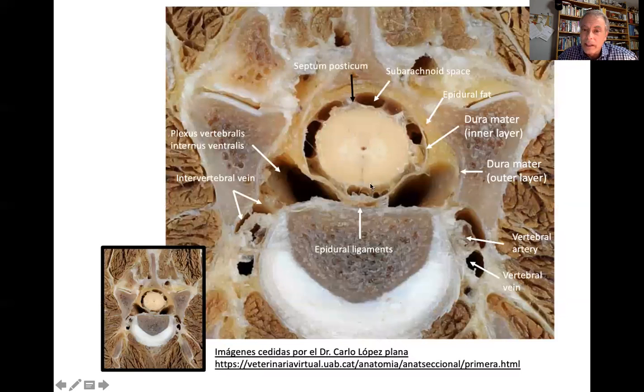We progress more caudally. We see the spinal cord here, the subarachnoid space, and again, the dura mater, the inner layer. Remember that the outer layer is here. So all this epidural fat is located in the epidural space that is boundary limited by the outer layer of the dura, or periosteal dura, and the inner layer of the dura mater. These are the big plexus vertebralis internus ventralis. We'll talk later on about that, the epidural ligaments.